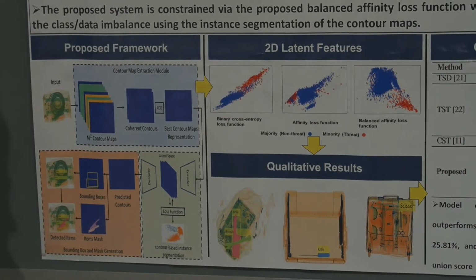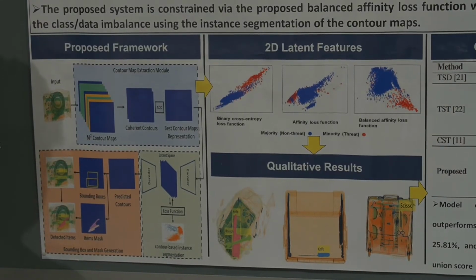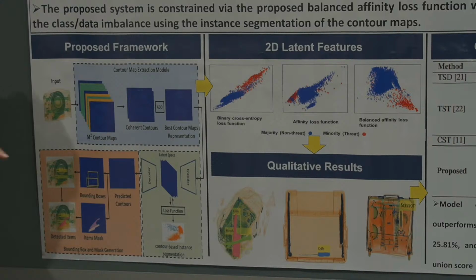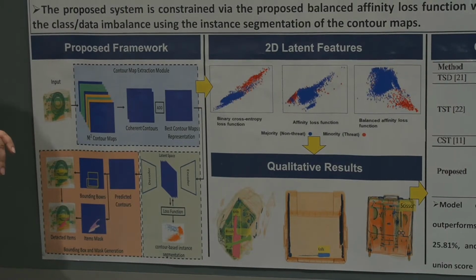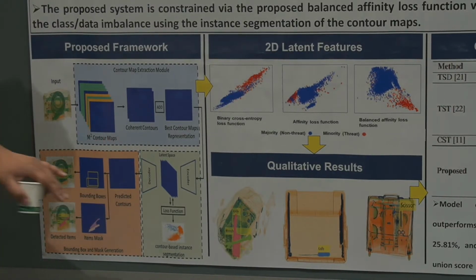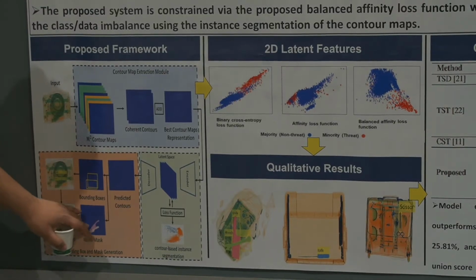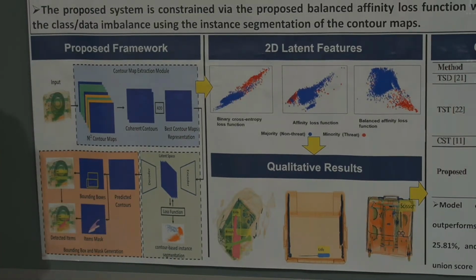So in order to solve both of these problems, first of all, we developed an instance segmentation framework that does not leverage the RGB scan or the X-ray scan, rather it leverages the contours. It highlights the contours of different items, and based upon those contours, we performed instance segmentation using an auto-encoder network. And then we identify the threatening items based upon the bounding boxes that cover them.